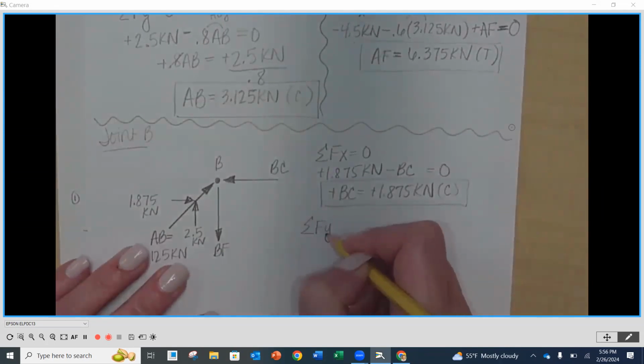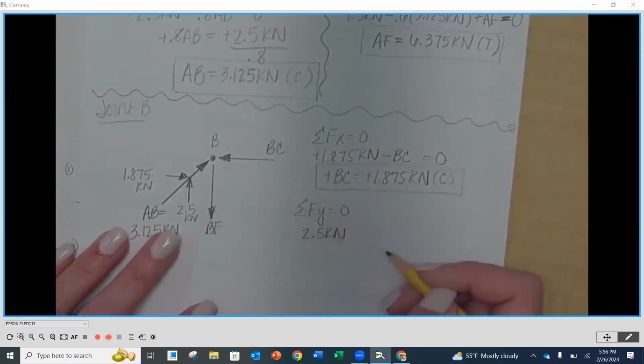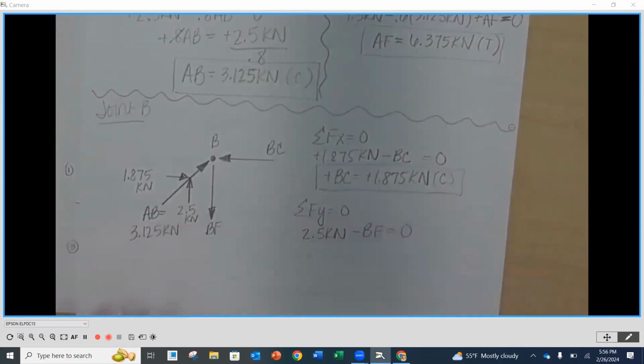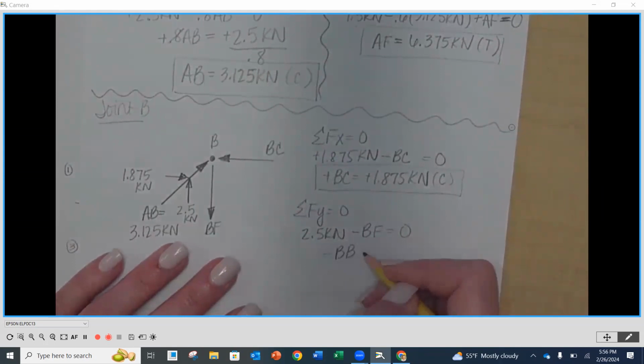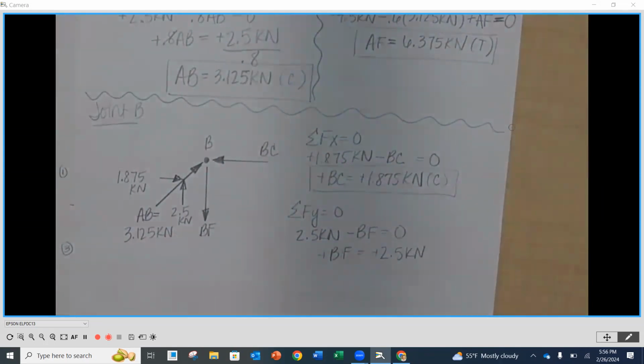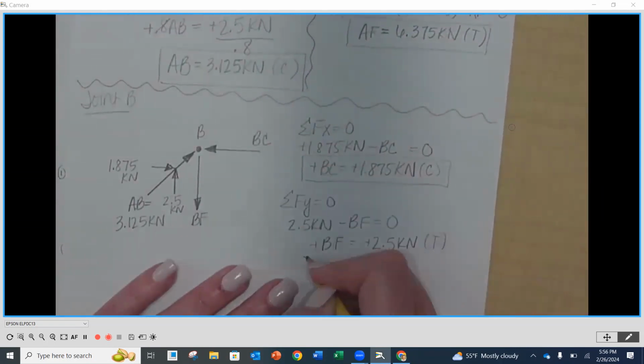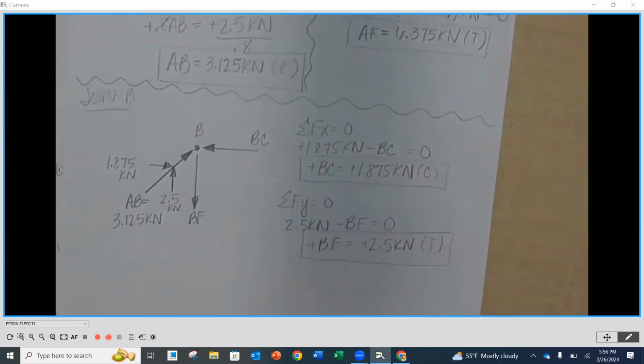So now we're going to do BF. Sum the forces in the Y direction equal to 0. We've got a positive 2.5 kilonewtons A minus BF is equal to 0. Those are the only two that are going in the Y direction. So now I'm going to have negative BF. Oopsie. BF equals negative 2.5 kilonewtons. Both become positive. So my final answer is positive. I assumed the correct direction. And is BF tension or compression? Tension. It's pulling away from the joint. Tension. Box around magnitude and tension compression. Awesome.